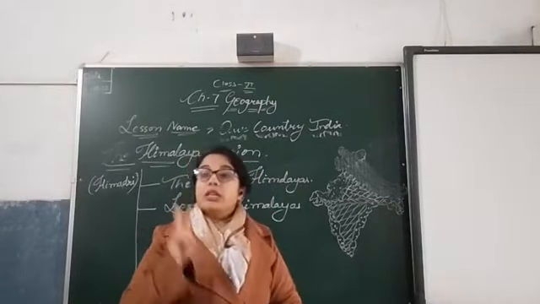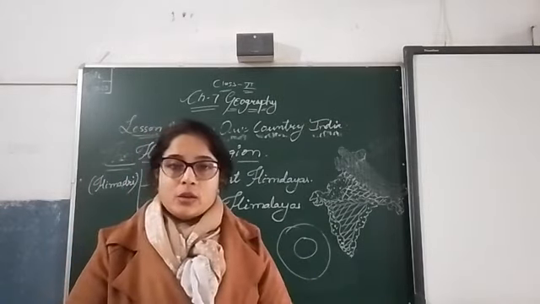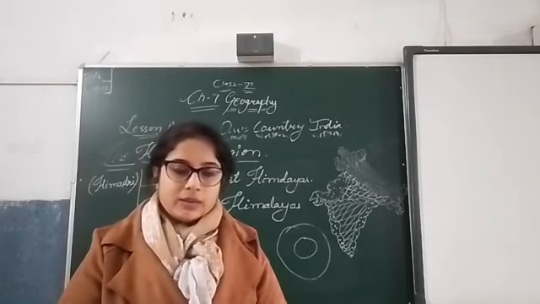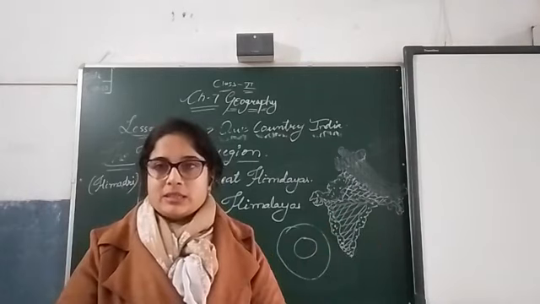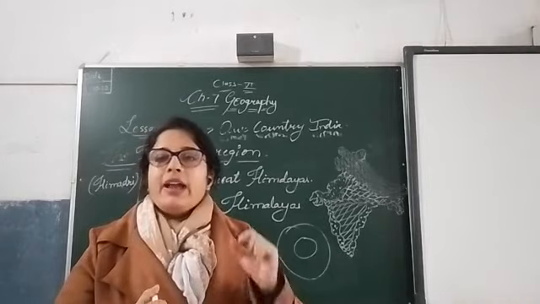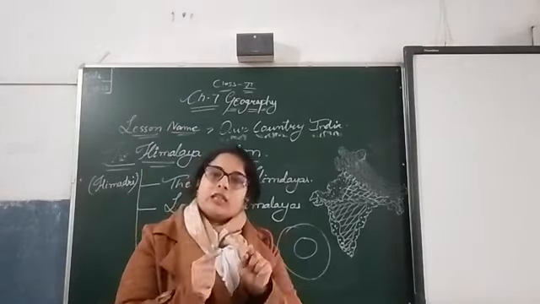And what is an island? An island means a single land area which is surrounded by water on all sides. You can say that a continent is also surrounded by water on all sides, but it is a larger landmass, that's why it is known as a continent. An island is a smaller landmass which is surrounded by water on all sides.